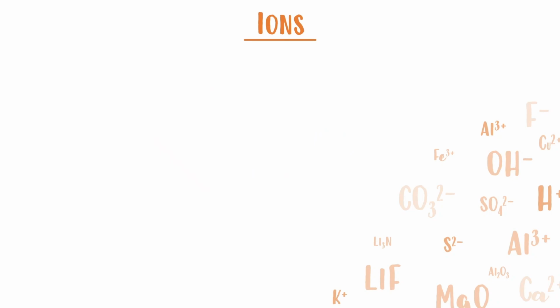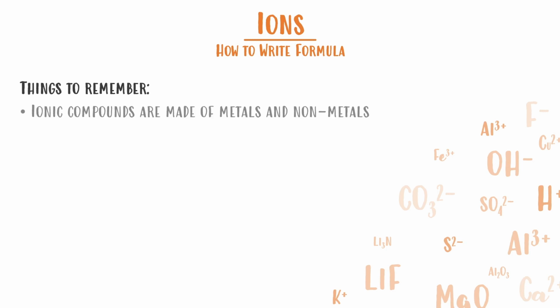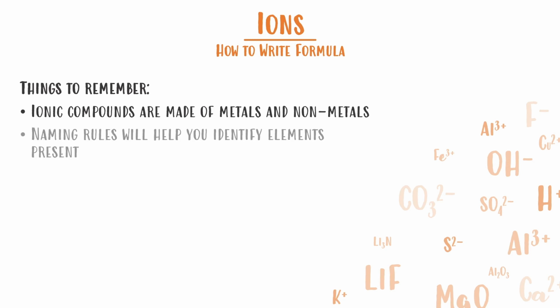In this video, we'll be looking at ions, in particular, how to write formula. Now here's a few things we need to remember. Starting off, the ionic compounds we're going to look at are always going to be made of a metal and a non-metal. The naming rules, which we had a look at in a previous video, will always work for these two, and they'll help you identify what elements are present.